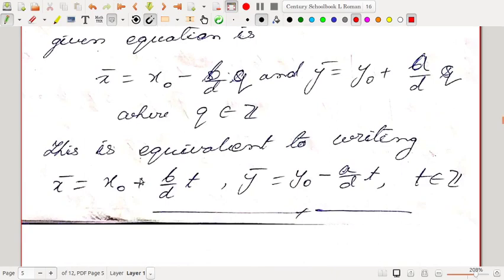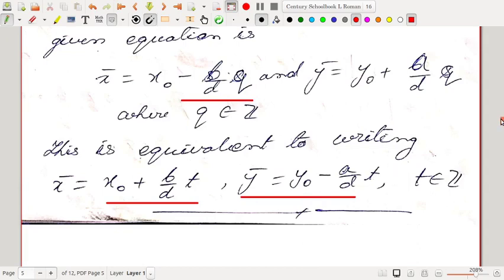Since q is any integer, this is equivalent to writing x bar equal to x naught plus b by d into t, and y bar equal to y naught minus a by d into t, because if q is an integer, minus q is also an integer. So these two forms of writing the general solutions are equivalent.